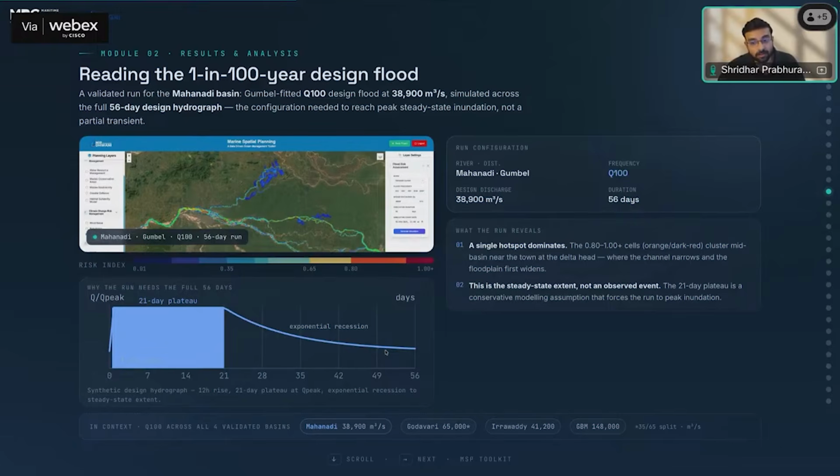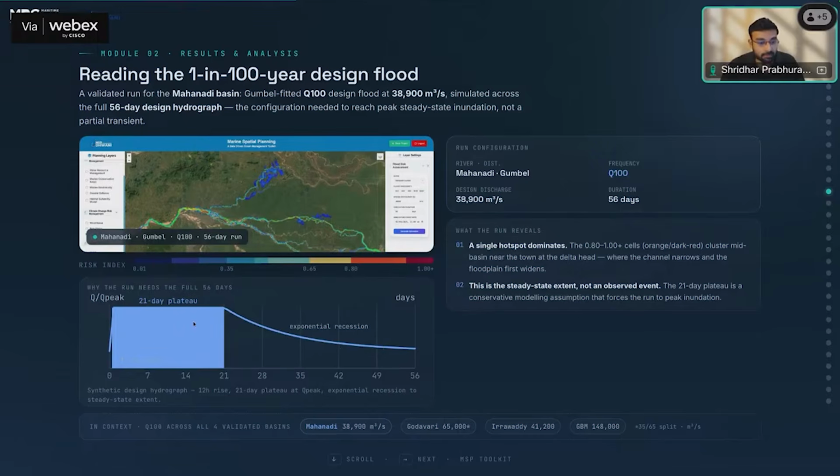Now, this is a fairly heavy operation, but what I'm showcasing here is basically analysis that we did using the MSP toolkit. We specifically took a very odd number of days. So if you see the run that we had, a 12 hours of peak, followed by 21-day plateau, followed by an exponential recession up to day 56.